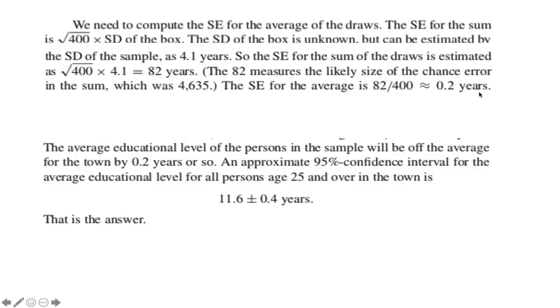Well, 0.2 years is the error, but if I want the 95% confidence interval, I take the average, which is 11.6, and then I take the SE for the sum, multiply by 2, and then add and subtract that from the average. So that means this 95% confidence interval is between 11.6 plus 0.4 and 11.6 minus 0.4. And so this says that I'm 95% confident that this interval will contain the true average education level for all people in the town.